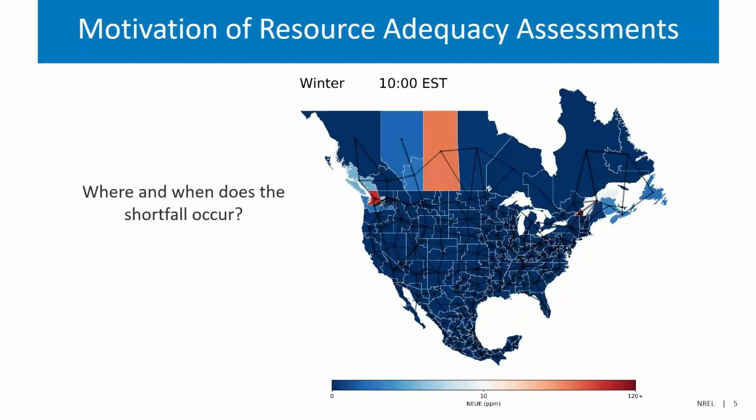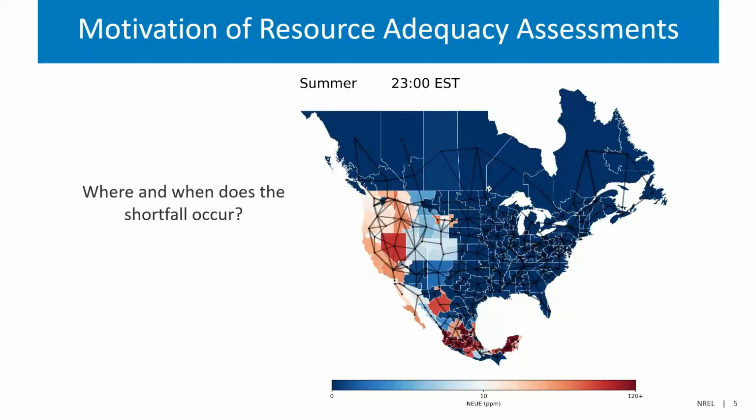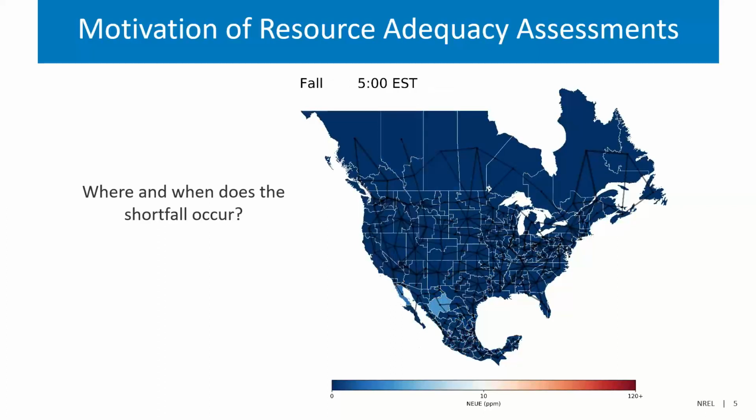The motivation of most resource adequacy assessments is that we're trying to figure out where and when the shortfall occurs. This is a small demonstration that shows where the shortfall is happening, the amount of shortfall, and when it is happening through time.